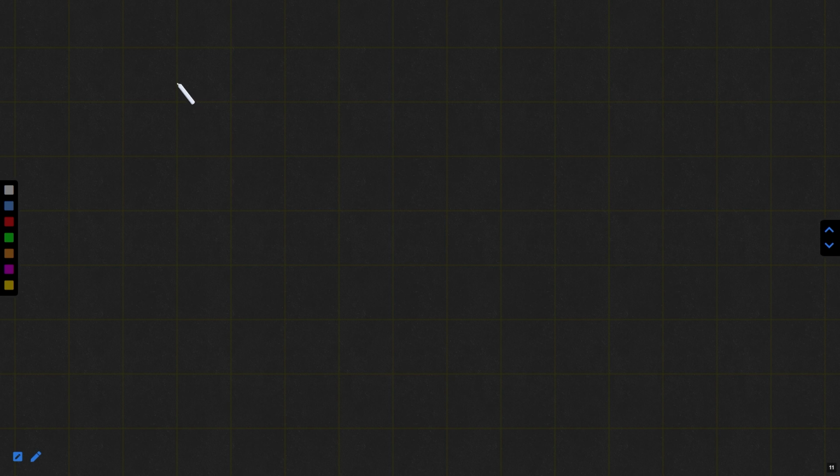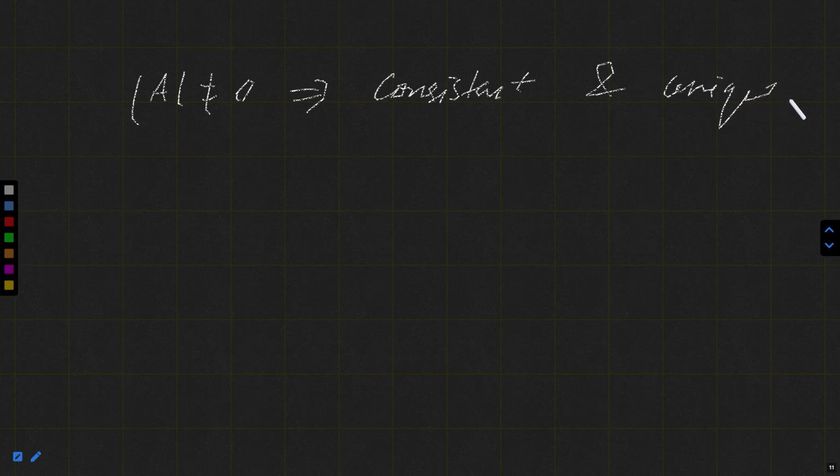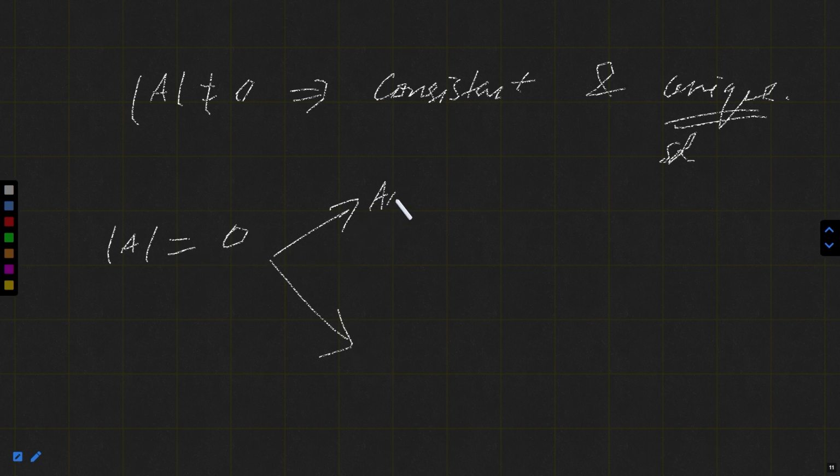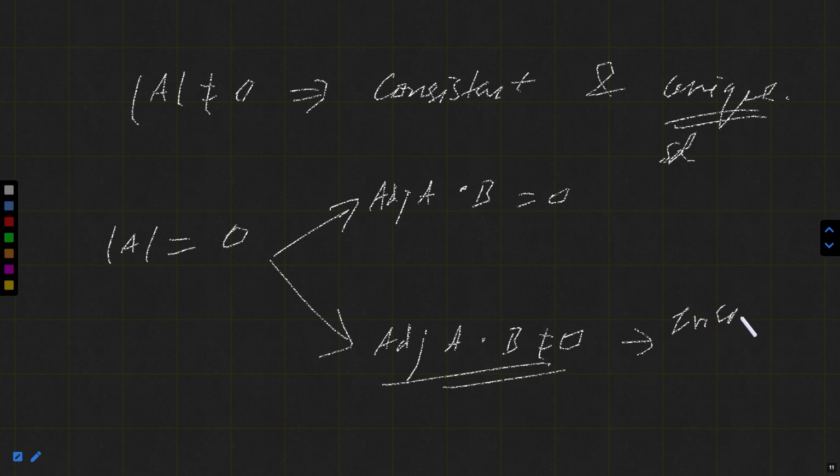Whenever determinant of A is non-zero, it means consistent and unique solution. And if determinant of A is 0, then we have two paths. One is adjoint of A multiplied with B is 0, and the other is adjoint of A multiplied with B is non-zero. If non-zero, then inconsistent. Inconsistent means no solution.